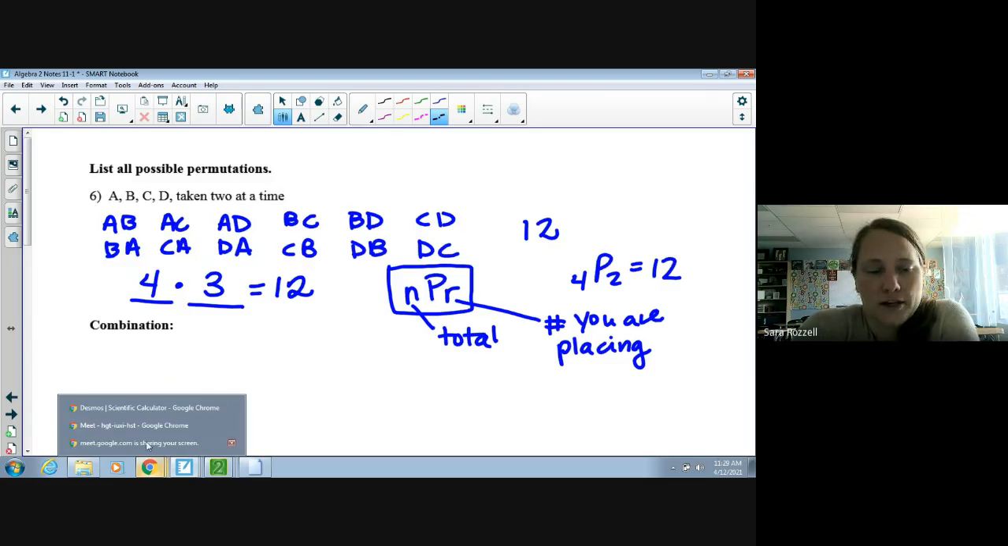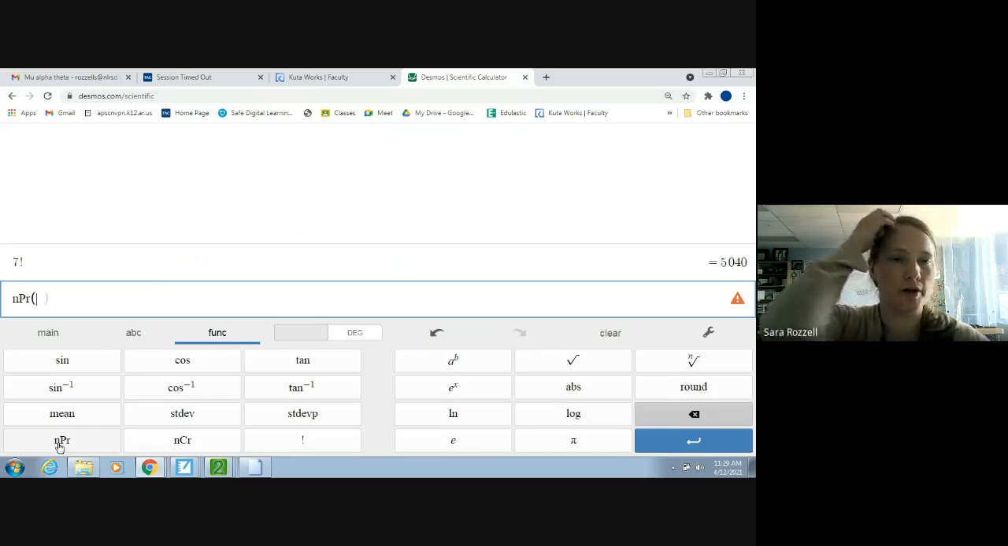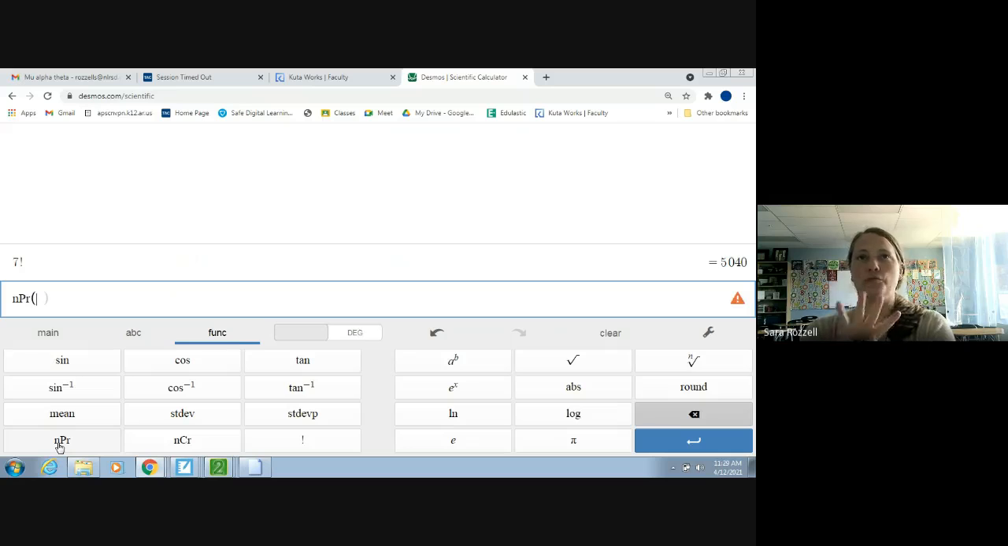So go back to Desmos. It's your function button. Do you see the NPR at the bottom row? So click on that one. It's going to come up with a thing with commas, and you want to tell it the N first and then the R. So how many total were we choosing from on that last one? 4. And we wanted to place 2. So I say 4, 2. And what did it tell me the answer was? 12.